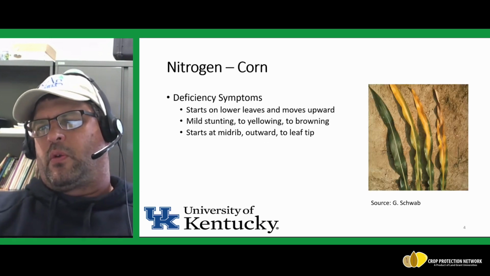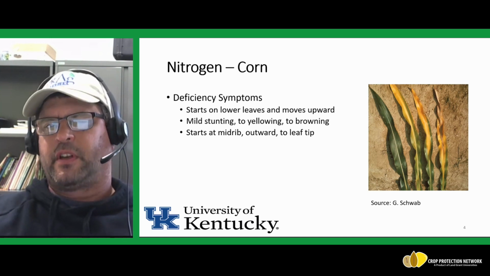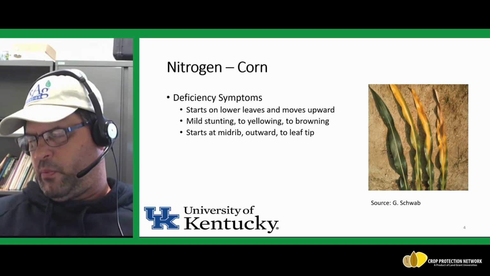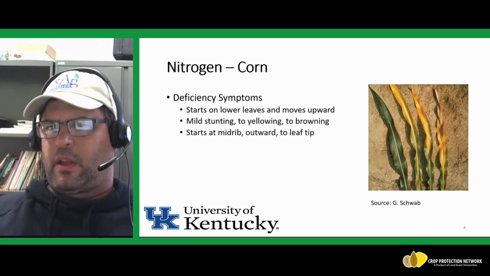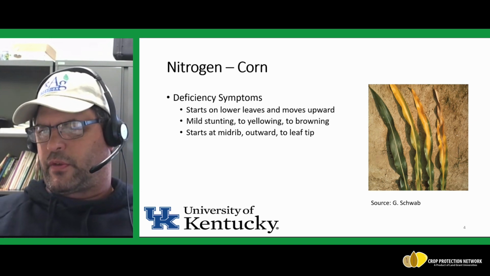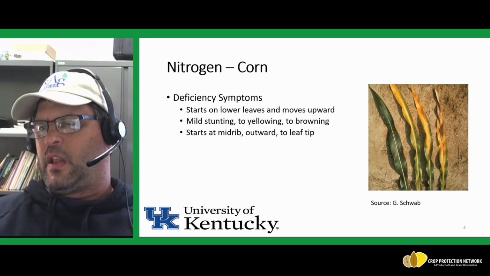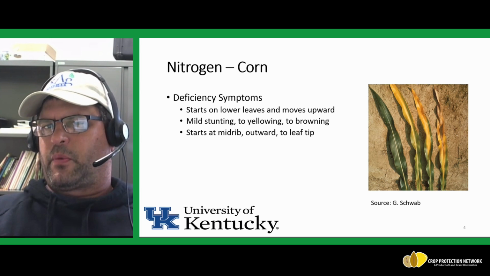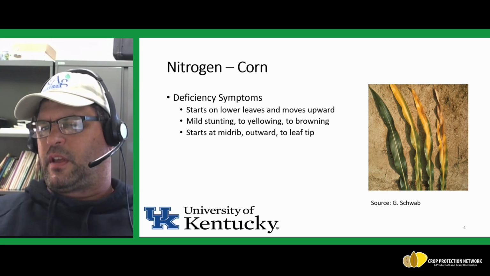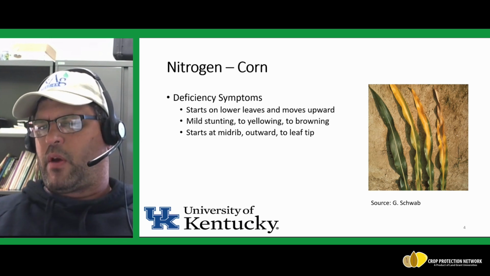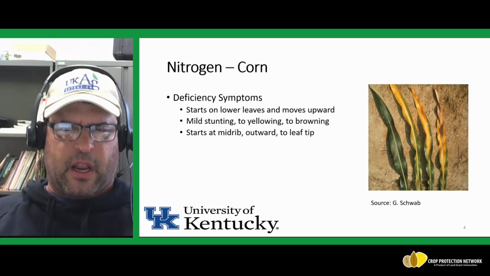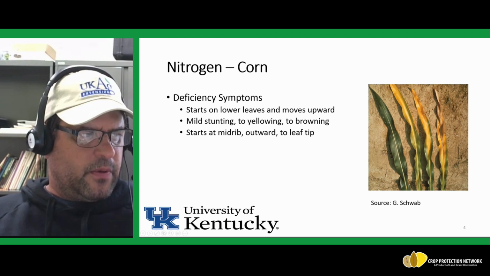For corn, our nitrogen deficiency symptoms will start on the lower leaves and move upward. This is true for any mobile nutrient. It's going to start on the older leaves and then move upward as the deficiency progresses. First, it will start with mild stunting to yellowing and then browning. Nitrogen deficiency will start at the midrib and then outward to the leaf.